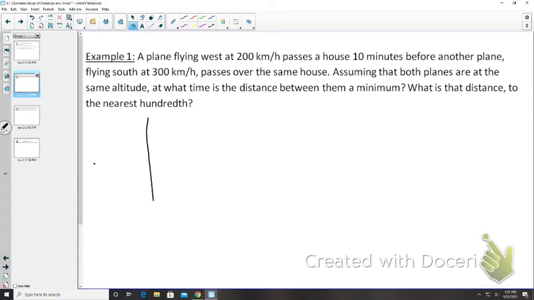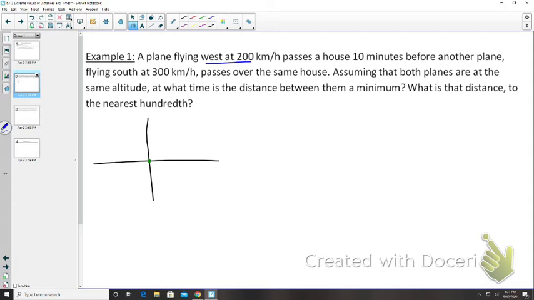Okay, so again, let's set up a grid, and we have two planes here. We have a plane flying west at 200 kilometers per hour, and it passes a house 10 minutes before another plane flying south at 300 kilometers per hour passes the same house. So let's make our house green, and it will be the origin. Plane 1 is going to be blue. Plane 1 is going to be the one flying west.